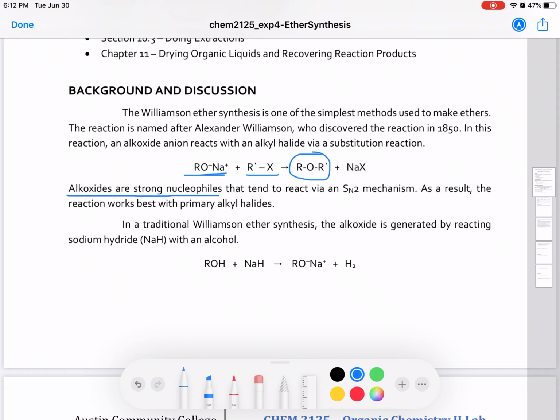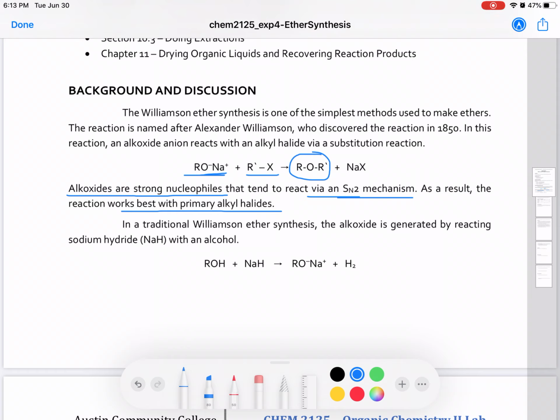Normally alkoxides are strong nucleophiles that tend to react via the SN2 mechanism. So recall that strong nucleophiles like to react via SN2. What would be a good substrate for SN2 in terms of primary, secondary, tertiary alkyl halides? Since SN2 is a bimolecular nucleophilic reaction, it likes a very open, less sterically hindered substrate. So primary halides are the most appropriate for the SN2 mechanism.